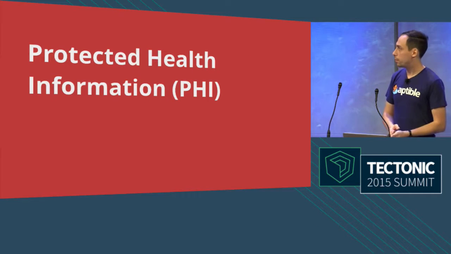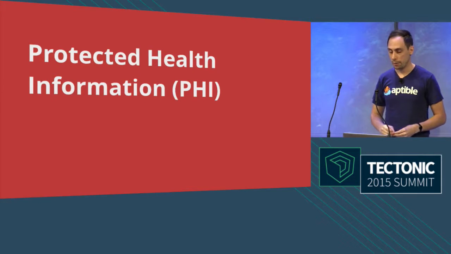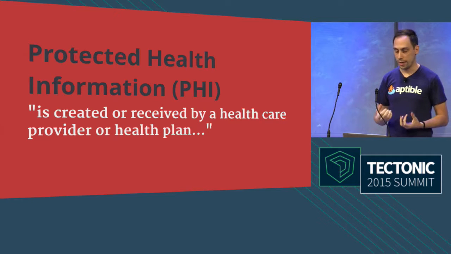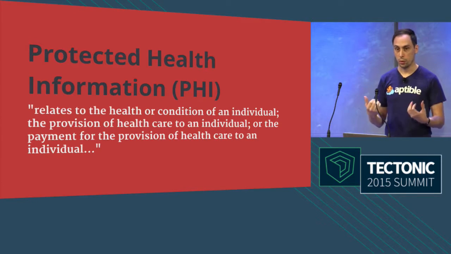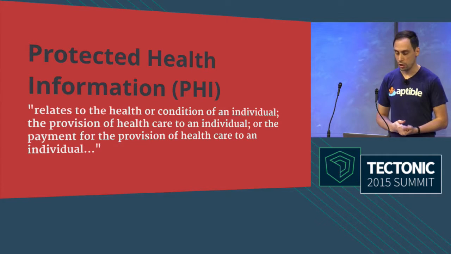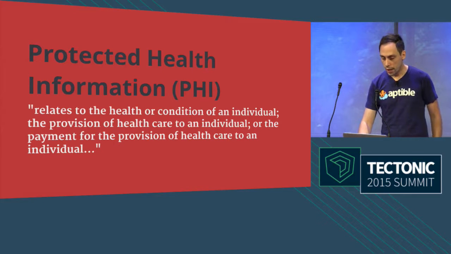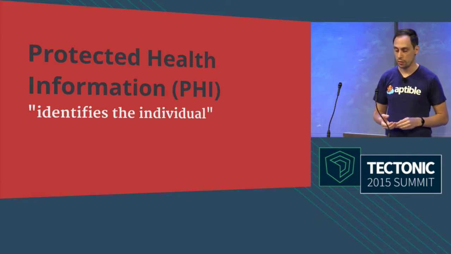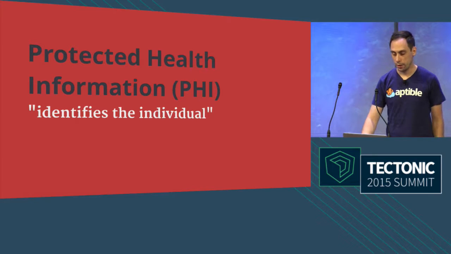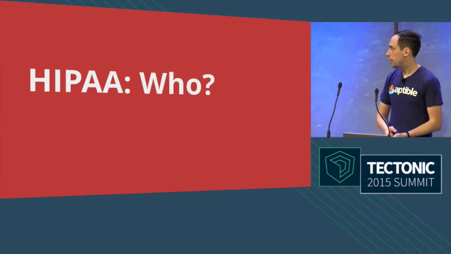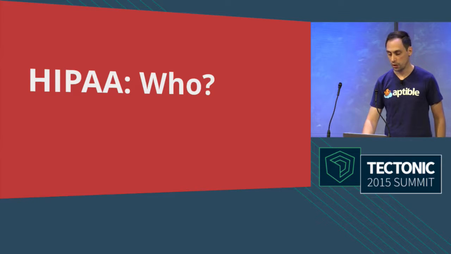It has to do with protected health information, or PHI. PHI is data that's created or received by a healthcare provider or a health plan, so a doctor or an insurance company. It relates to your health or your physical condition, how healthcare is provisioned to you, or how you pay for it. And most importantly, it identifies you as an individual. So HIPAA is a legislation that regulates how the privacy and security of this type of data needs to be maintained. HIPAA applies to a variety of companies and organizations.